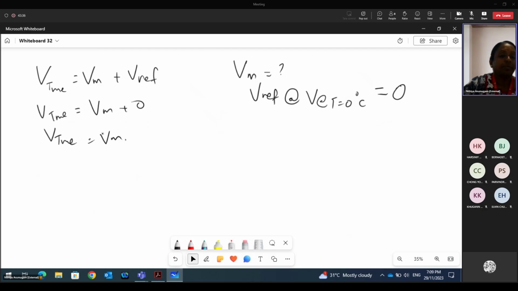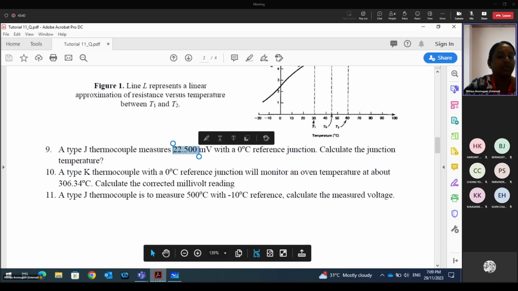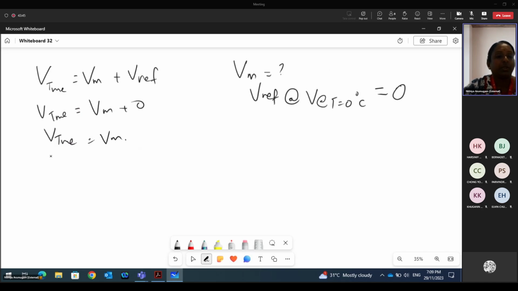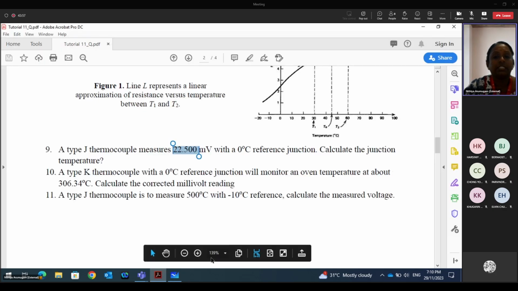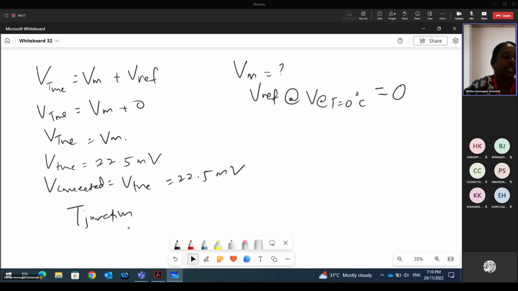Okay. So in the question, the value given here is 22.5. So the V true here is 22.5 milliwatt. We need to calculate the junction temperature. Before starting with the junction temperature, we need to know what the V corrected is. The V corrected here is the V true, which is 22.5 milliwatt. The T junction can be calculated by finding the interpolation.